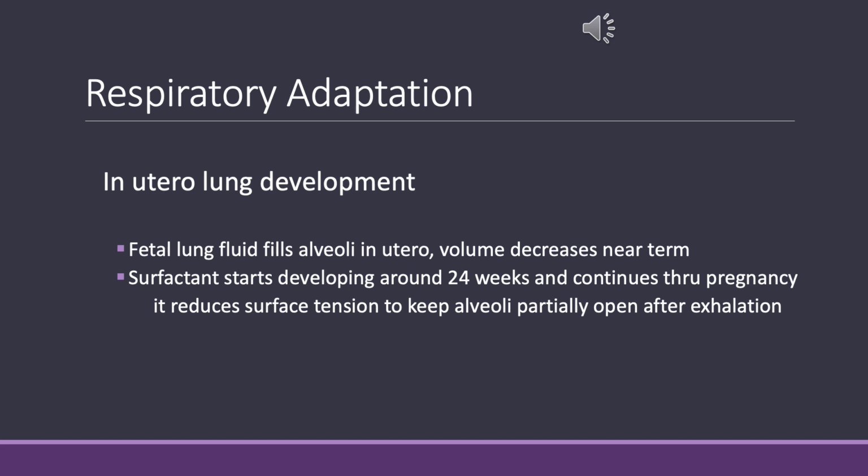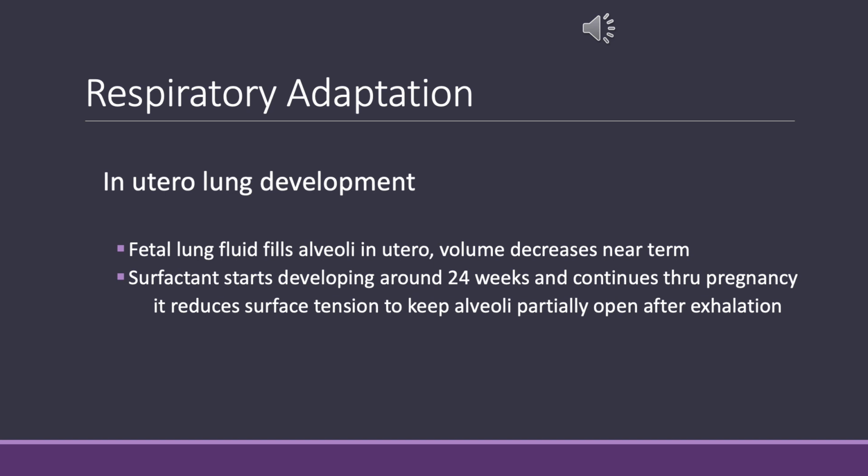Usually around 34 to 36 weeks gestation, sufficient surfactant will be produced, and this will prevent the infant from having any respiratory distress at birth. So if a woman goes into labor and it's preterm, she'll usually get some steroid injections because this will increase the production of surfactant and aid in the lung maturation.